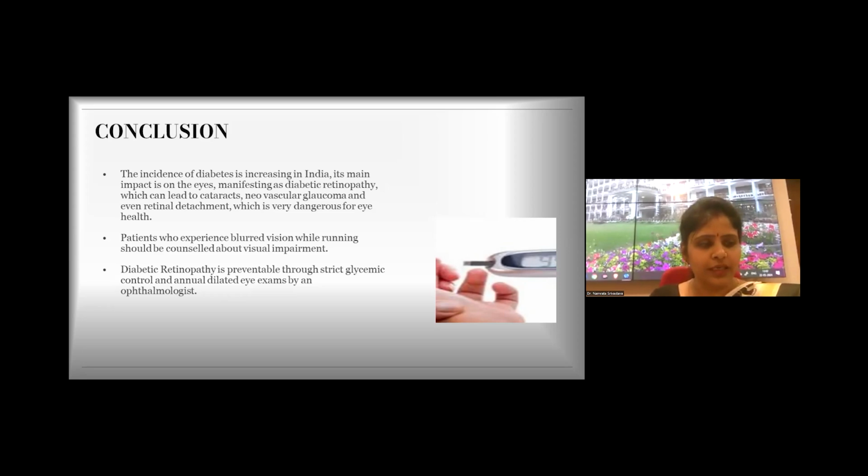So we know about diabetes and diabetic retinopathy. Diabetic retinopathy is due to unhealthy sugar accumulating in the blood vessels of the retina. So microvascular degeneration is controlled by diabetic control. In conclusion, regular checkup is most important for diabetic retinopathy, through glycemic control as well as annual dilated eye examinations by an ophthalmologist.